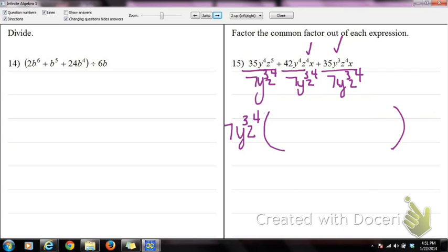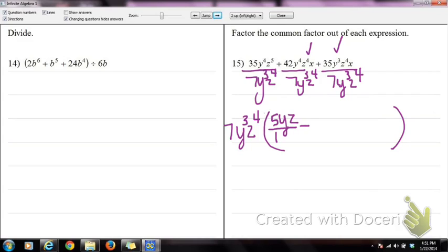35 divided by 7 is 5. Okay, and it's 5 over 1. You don't need to draw the basement though, you'll see why. Where are there more y's? On the top. How many more? 1 y, so we leave 1 y up there. Where are there more z's? On top, we leave a z up there. So you don't really need that one in the bottom. Same goes with the rest of the expression.